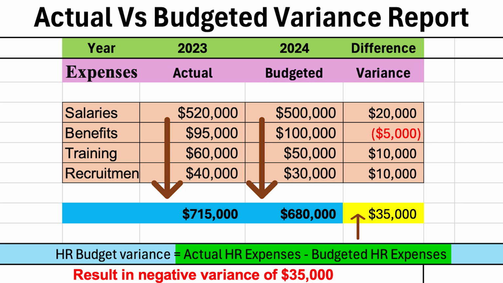By this example, we can analyze the HR department spent $35,000 US more than planned, resulting in a negative variance of $35,000 US. This indicates that company exceeded its HR budget. This simple explanation and examples should help you to understand how to calculate and interpret HR budget variance.